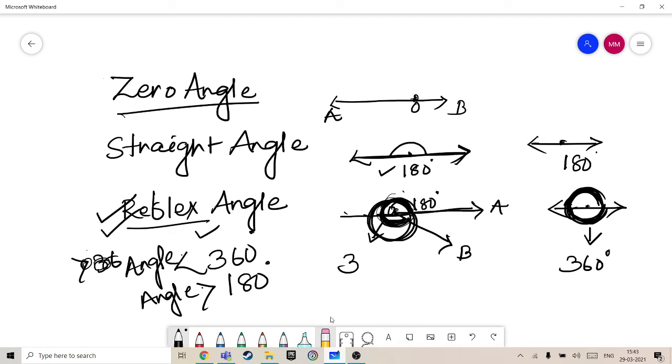Now what is zero angle? If the angle is 0 degree, you can check it with that protractor, that is compass. If the angle is 0 degree, then that angle is called zero angle. If the angle is 180 degree, that means the angle lies on the straight line, then that is called straight angle. And if the angle is more than 180 degree and less than 360 degree, then that angle is called reflex angle.